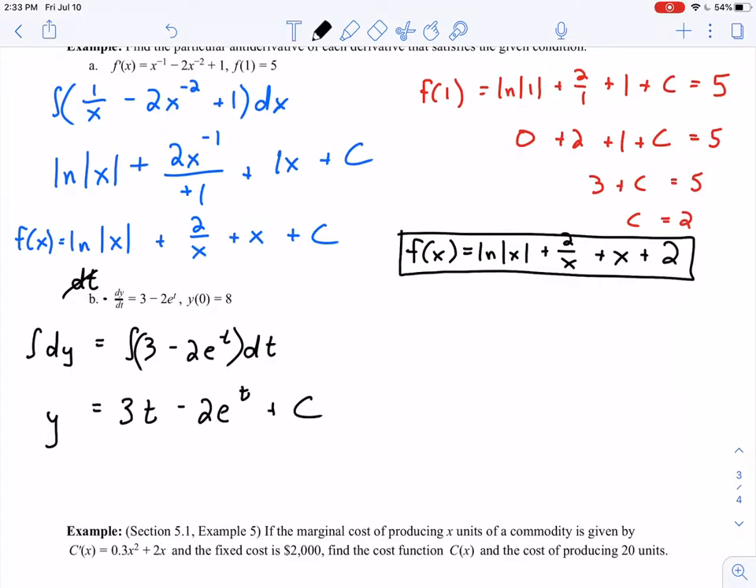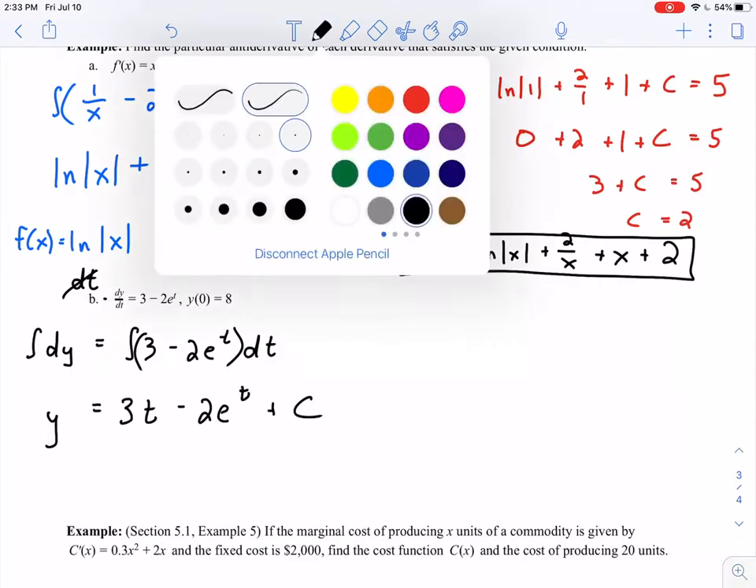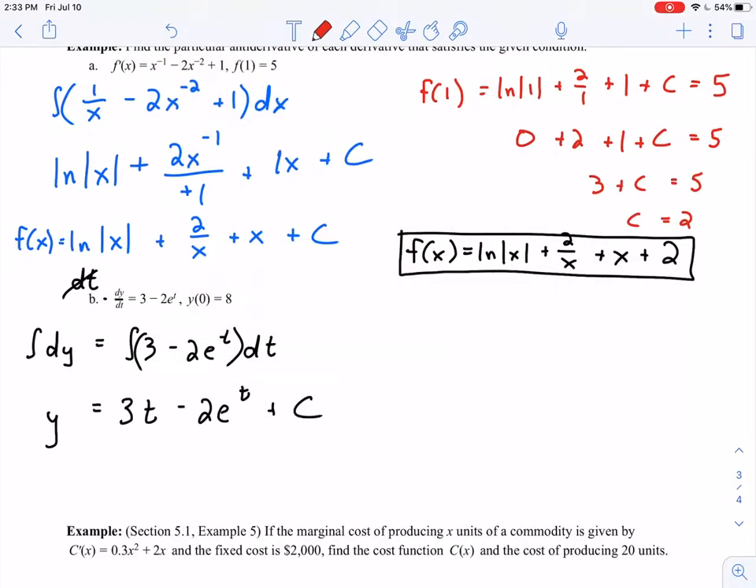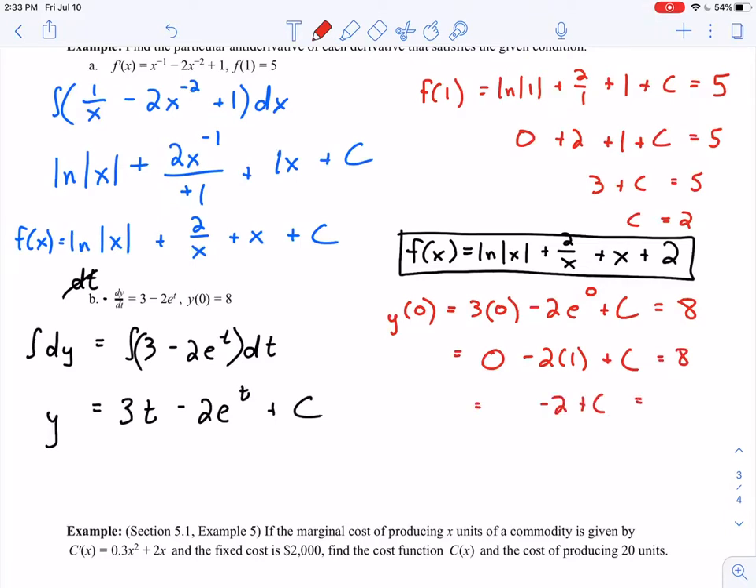So I'm going to, let me do this in a different color over here. And we'll do it in red. So I'm told that y of 0, this just means I'm going to plug 0 in for t, is equal to 3 times 0 minus 2e to the 0 power plus c. This is all equal to 8. So I'm going to solve this equation for c. So I have 0 minus 2 times 1 plus c is equal to 8. So this is negative 2 plus c equals 8.